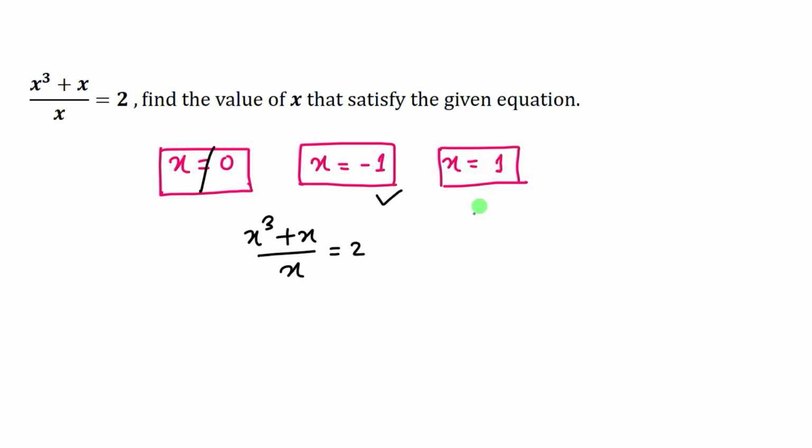Now let's check for x equals 1. So 1 cube plus 1, divided by 1, is equal to 2 divided by 1, which is equal to 2. So x equals 1 is also satisfying the given equation. So these two values of x are satisfying the given equation.